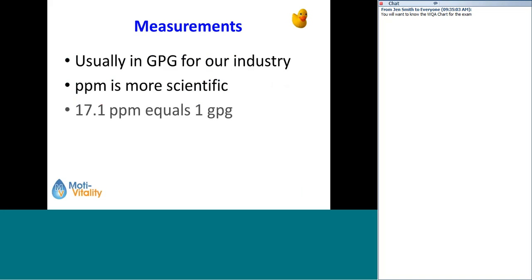Well, 17.1 parts per million equals 1 grain per gallon. So if you have 10 grains per gallon, you're going to have 171 parts per million. You simply divide the parts per million number that you get by 17.1, and that gives you your grains per gallon. You are going to want to know that conversion. That's going to be important.